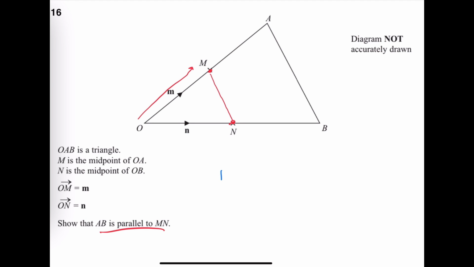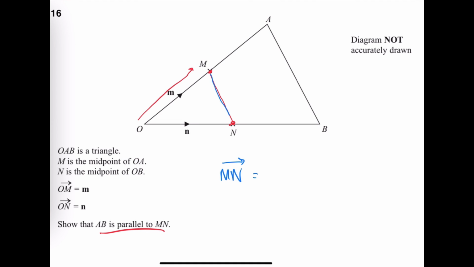We are going to start by finding what MN is in terms of the vectors. So if we go from here to here, we go this way, which is the opposite way, so it's minus M. And over here, it's plus N, because we're going that way. We're just trying to find different routes. So it's just N minus M.